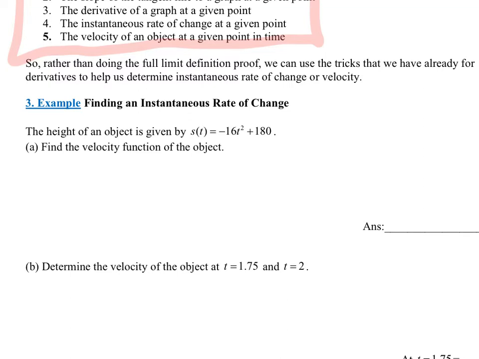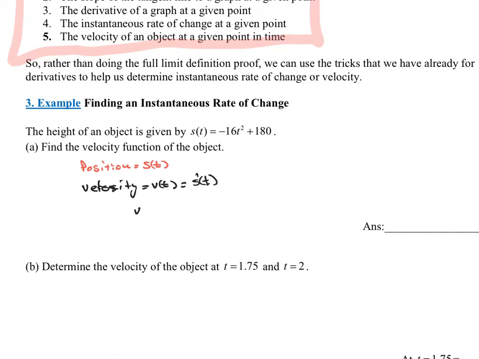So this says find the velocity function of the object. So if the position function is s of t, then we have the velocity function. Velocity function is v of t, which is equivalent to the derivative of the position function. That's how we find the velocity function.